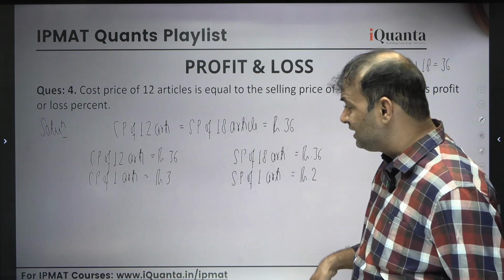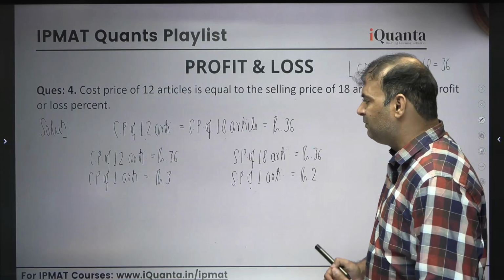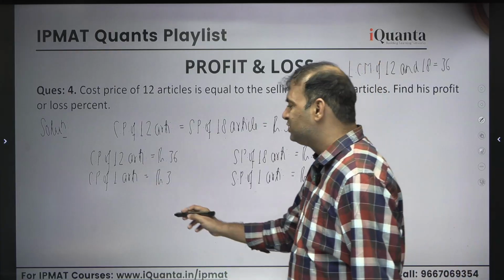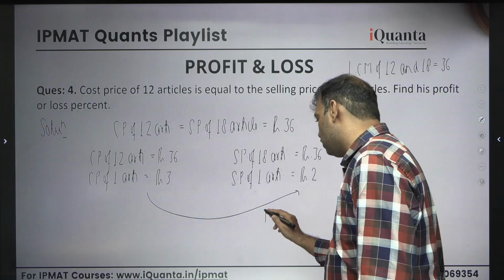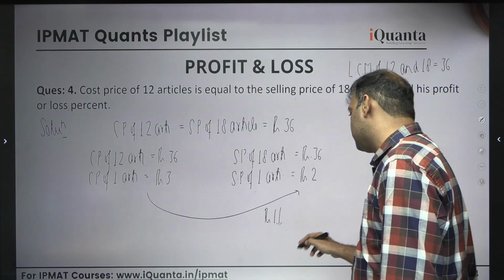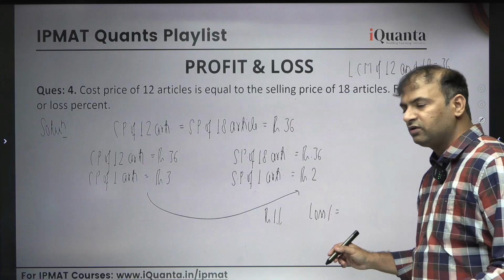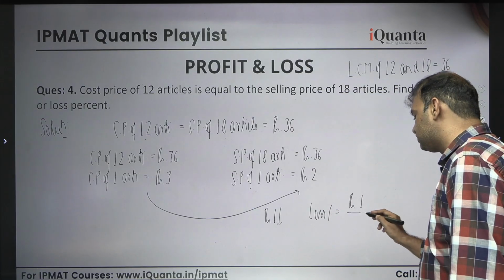So we can see that in this process there is a loss occurring, right? How much is the loss? The loss is of rupees 1 and the cost price is rupees 3. So we can find finally the loss percentage as well. Guys, the loss is of rupees 1, and the loss percentage we can say is what? We can say that loss is what percentage of the cost price, right? Loss is rupees 1 and the cost price is rupees 3.